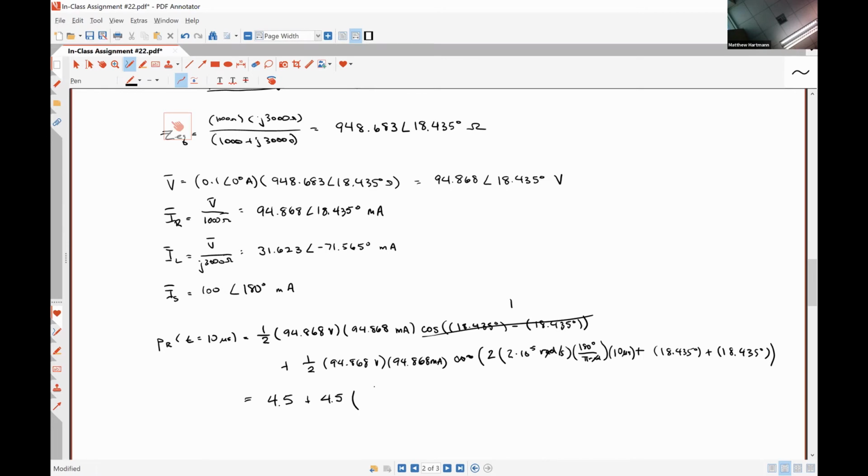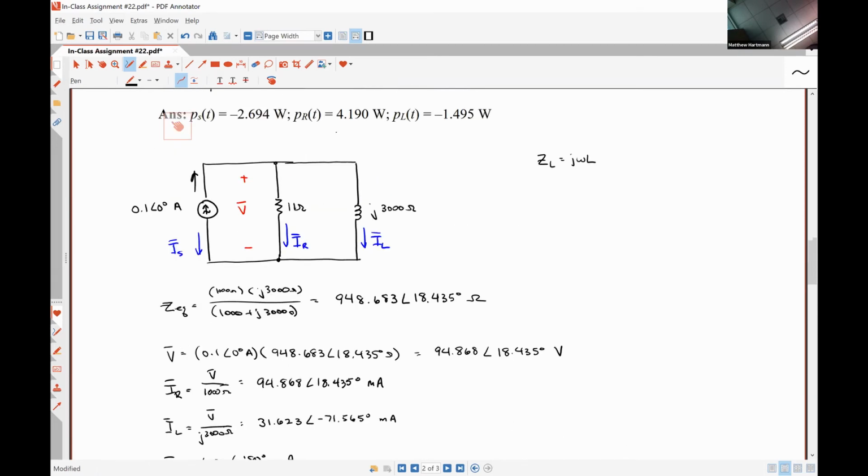18.435 plus 18.435 gives me negative 0.0688 and some change there. Gives me 4.190 milliwatts. So let's check. 4.190 milliwatts. Great.